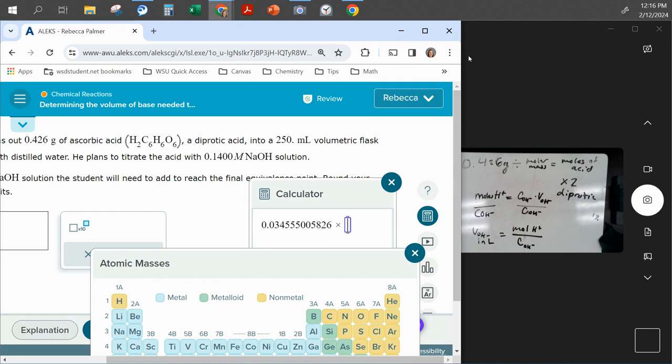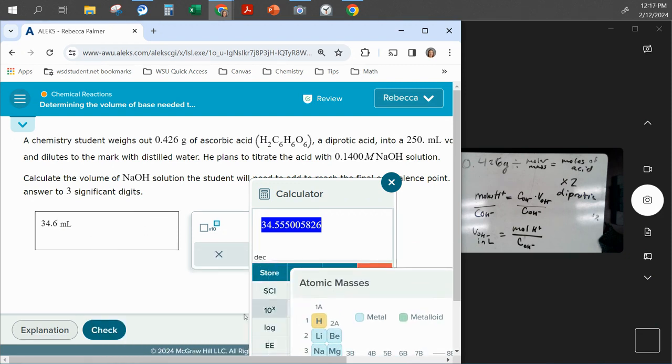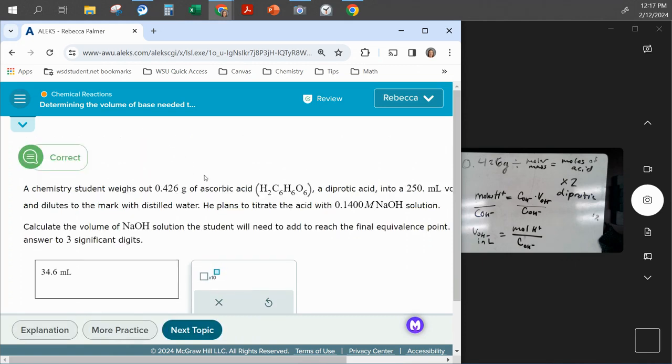So then I need to convert it to milliliters. And then I need to check sig figs. So this has 3, this has 4. These are the only 2 numbers I used. So I'm going to need 3 sig figs. So this will be 34.6. So you didn't even use the 200? No. Okay. Yep. Because I can find moles of acid with just this number. I don't need the concentration.